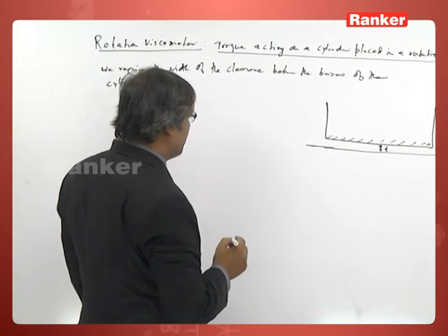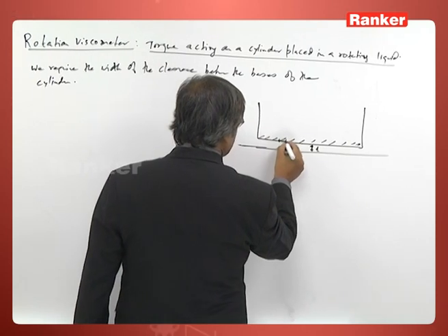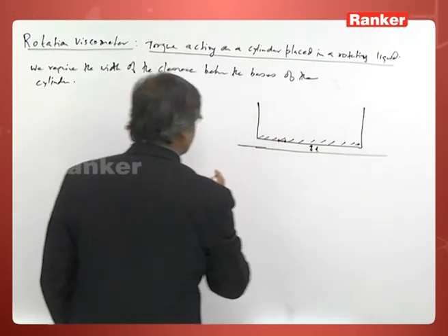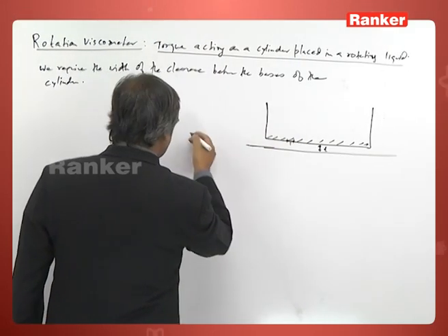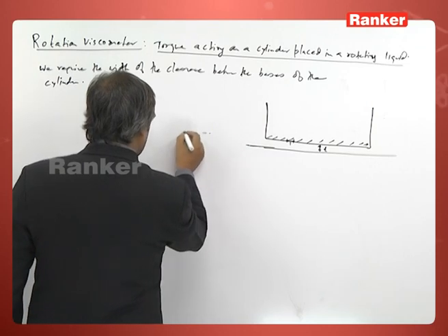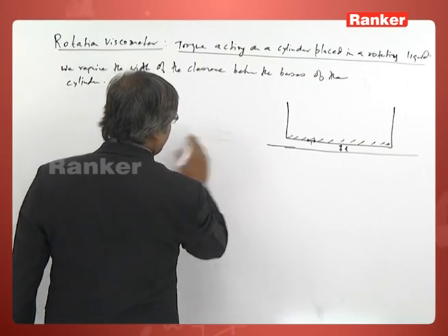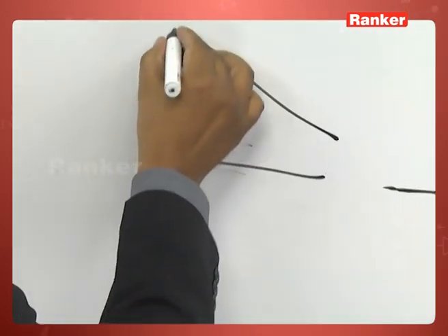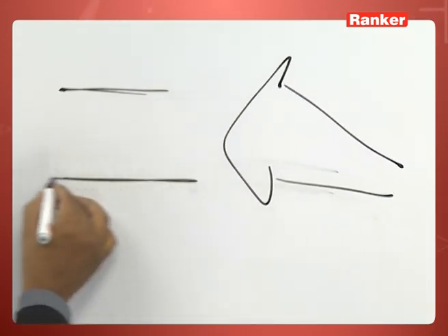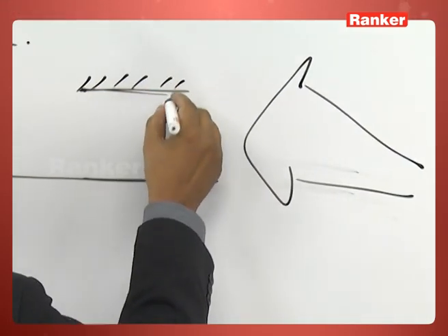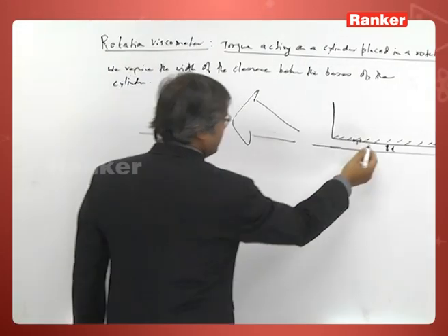Now, we consider a small portion which is in the form of a ring. You see here the velocity profile, the liquid is flowing here. I am just drawing this clearance, so let us magnify this clearance. This part and this part, this is the stationary part. This is the velocity profile, so the velocity will be different.